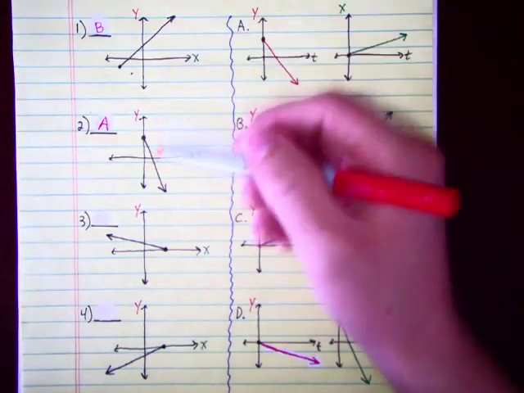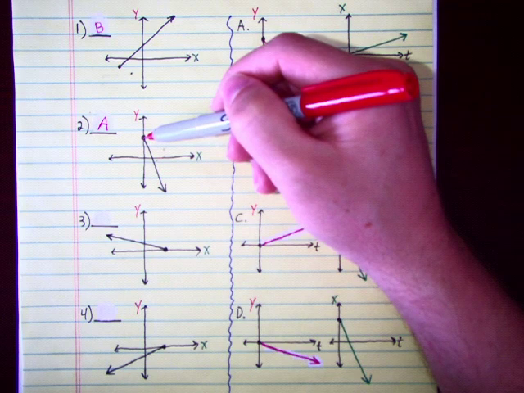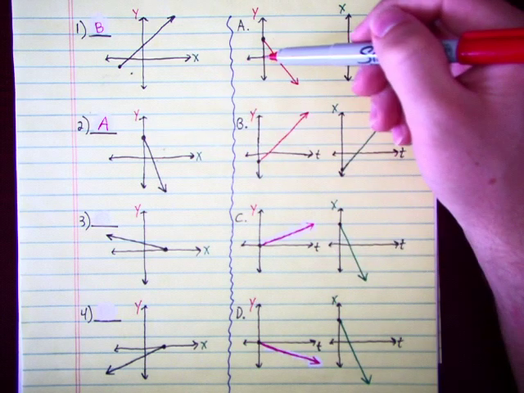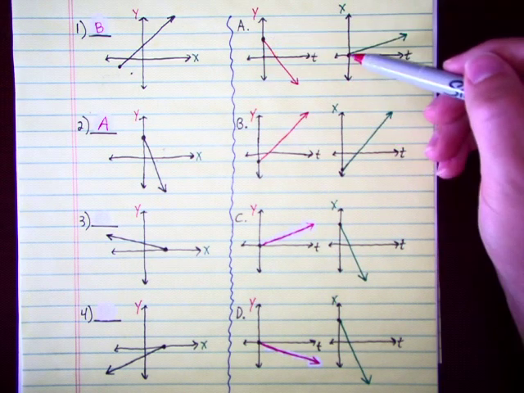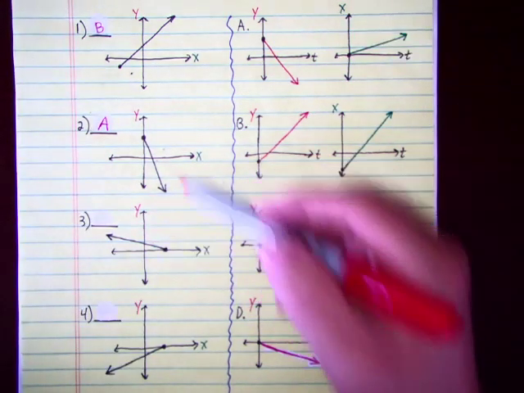Notice also our starting points. At time equals 0, our x-coordinate is 0, but y-coordinate is positive. Here time equals 0, y-coordinate is positive, x-coordinate is 0. That matches as well. Next one.